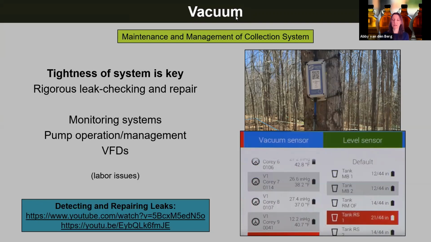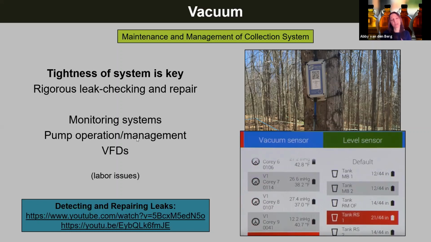Essentially at the Proctor Center, we turn the pumps on at the beginning of the season and we never turn them off. Maybe if there is a period of 2 weeks of very, very cold weather, we may turn them off. But essentially it is optimum to leave them running all the time to make sure that there's no backflow, to make sure that that system is maintained under vacuum at all times.